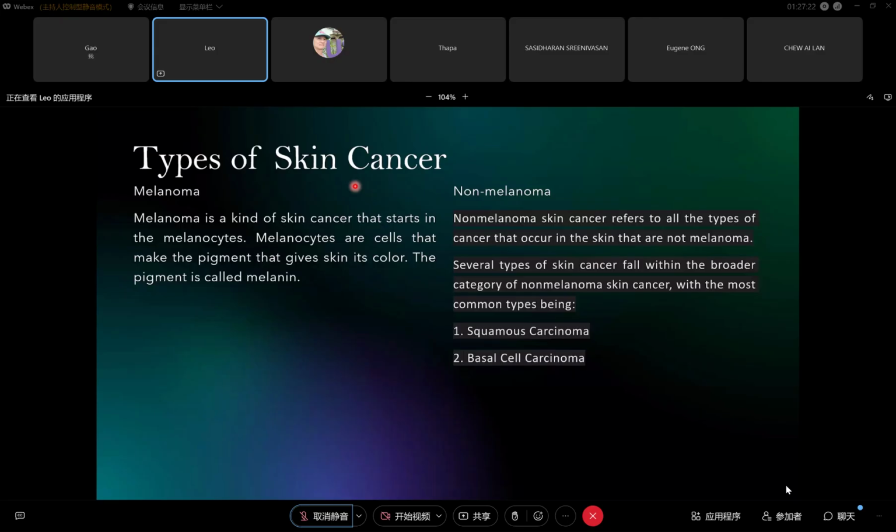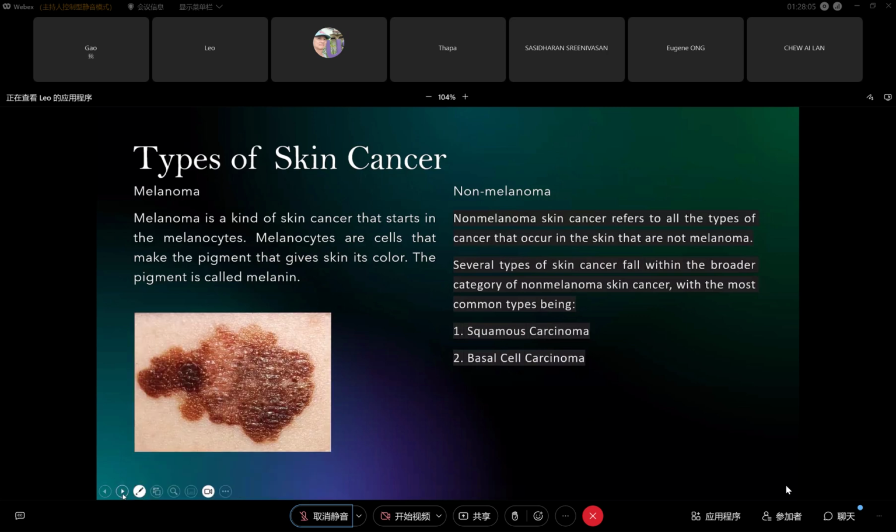Skin cancer can be categorized into 3 types. But if you want to put it into 2 groups, you can put it into melanoma and non-melanoma. Melanoma is a kind of skin cancer that starts in the melanocytes. Melanocytes are cells that make the pigment that gives skin its color, and the pigment is called melanin. While non-melanoma skin cancer refers to all the other types of skin cancer. Very straightforward. The very common types are cancers of the squamous cells and basal cells, so we call them squamous cell carcinoma and basal cell carcinoma.